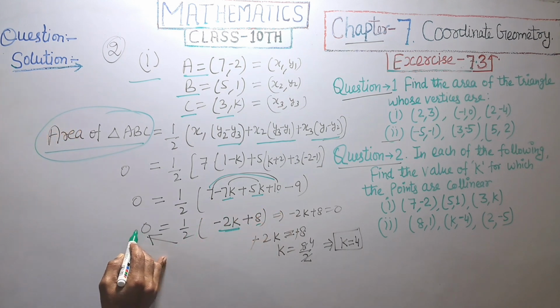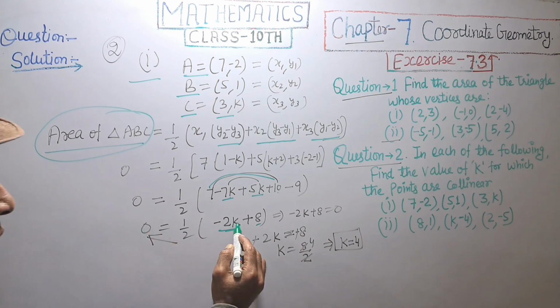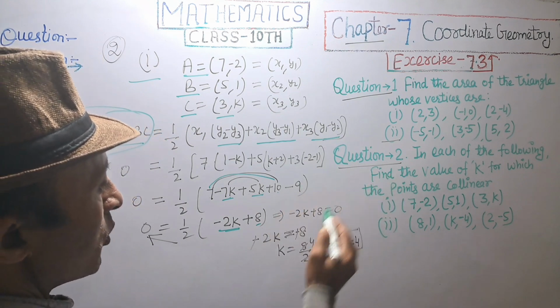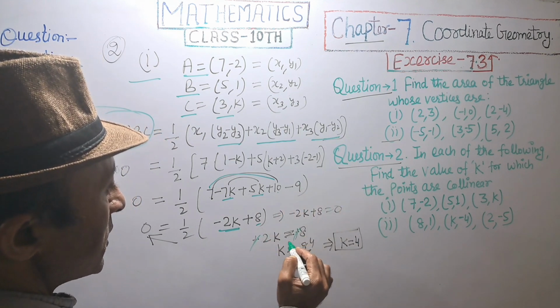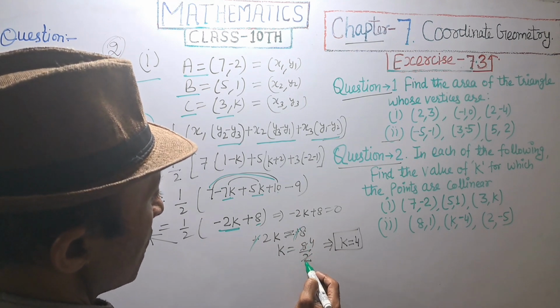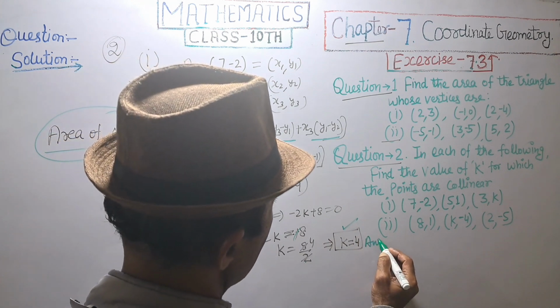So area is equal to 0. So 2 multiplied by 0, that will be 0. Minus 2k plus 8 is equal to 0, means minus 2k is equal to minus 8. Minus minus is cancelled, and k is equal to 8 divided by 2, that is 4 2s are 8. So k is equal to 4.